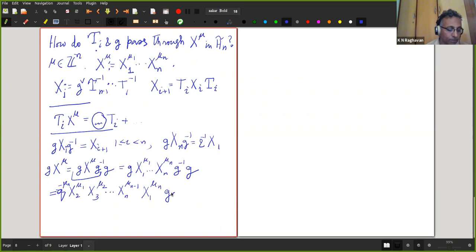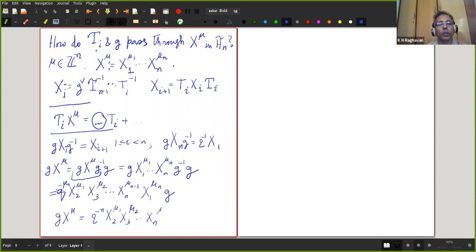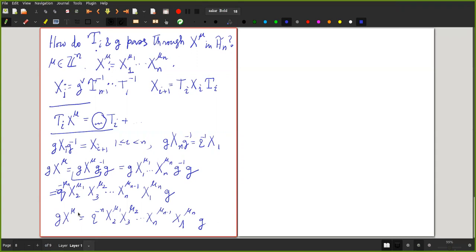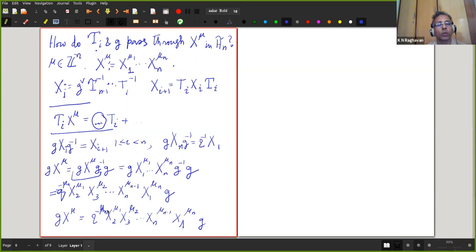Okay, so let me write it out. The conclusion is G X mu is equal to Q to the minus mu n times X2 to the mu1, X3 to the mu2, Xn to the mu n minus 1, X1 to the mu n, G. So in a sense, what it does is there is a permutation acting on the X mu. You can think of the effect of G going through X mu as a factor of Q power minus mu n in front. And then there is this permutation that's acting on the X mu.